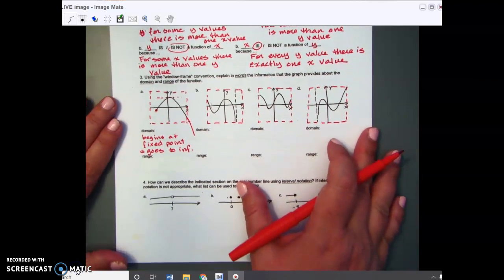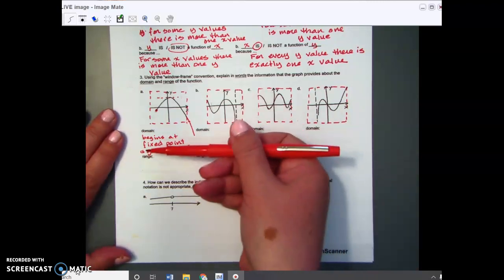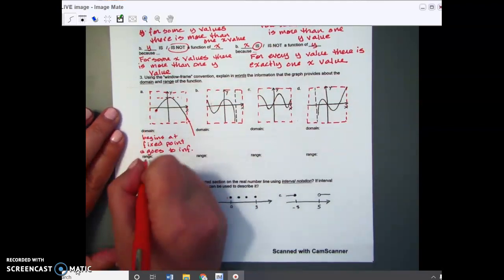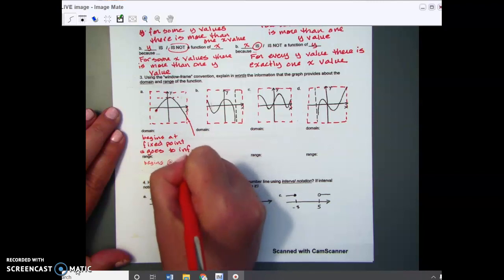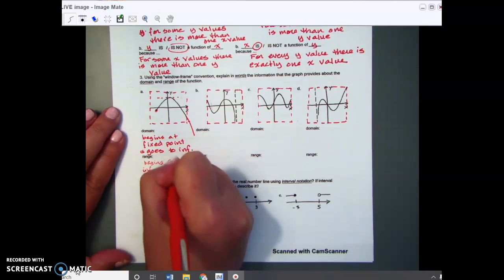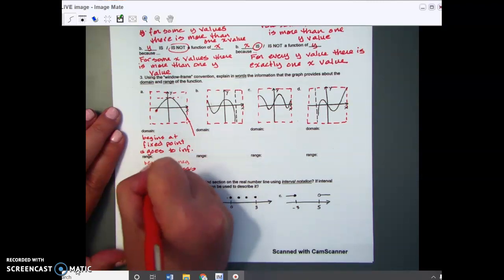All right, so we had a phone call interruption, so let me start this over again. So my range is going to start from this negative infinity and go to this maximum point. So it begins at negative infinity and goes to a maximum point.